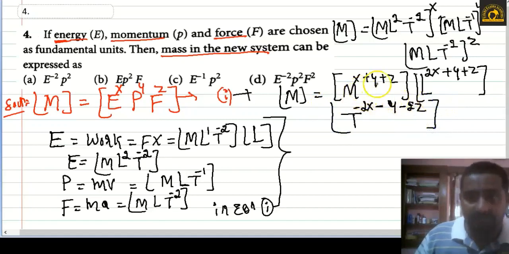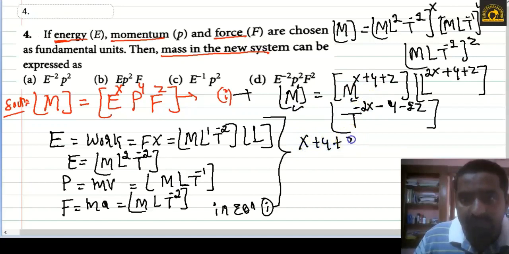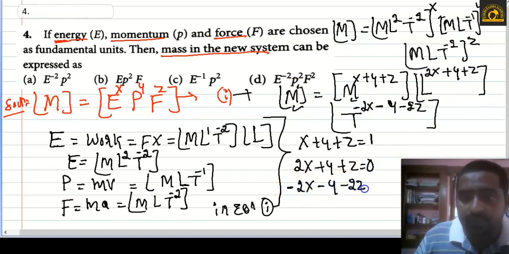So comparing the powers, m is 1, so x plus y plus z, that is equal to 1. Then 2x plus y plus z, that is equal to L to the power nothing is there, that is 0. Then minus 2x minus y minus 2z, that is T to the power of nothing is there, that is 0. So these are equation 2 and equation 3, and this is equation number 4.